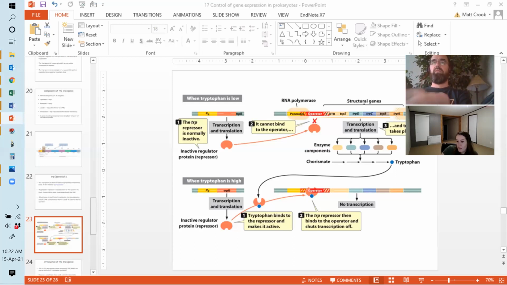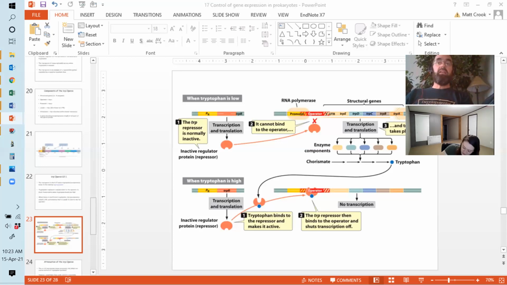And when levels are high, I don't know, high-ish, that's not even really a word, but it will do, trp operon expression gets attenuated. And that basically means it happens less often.